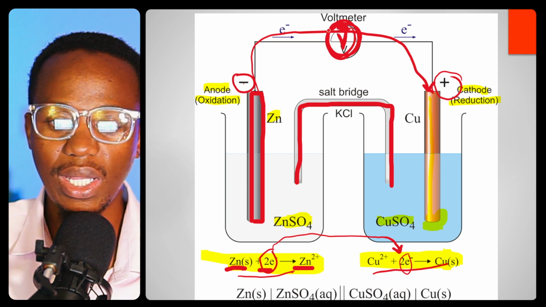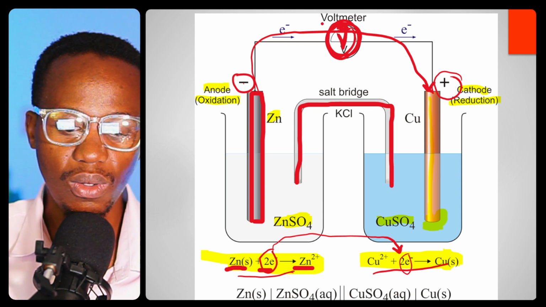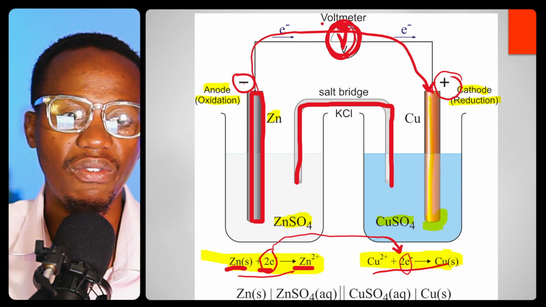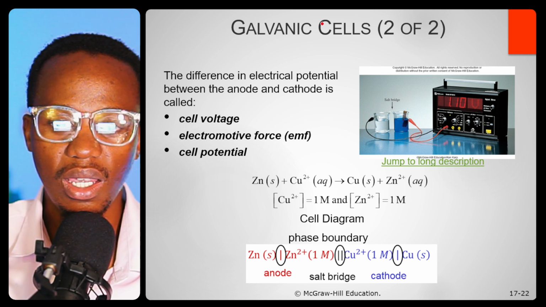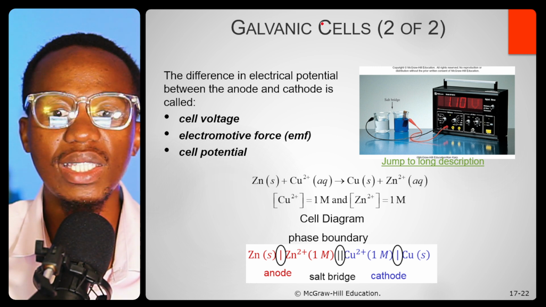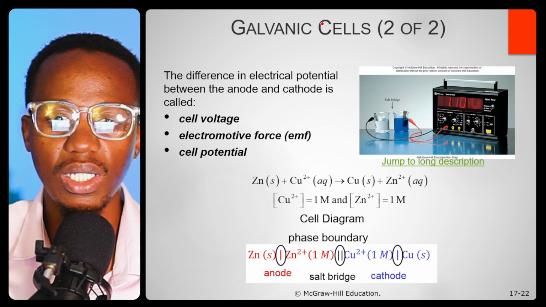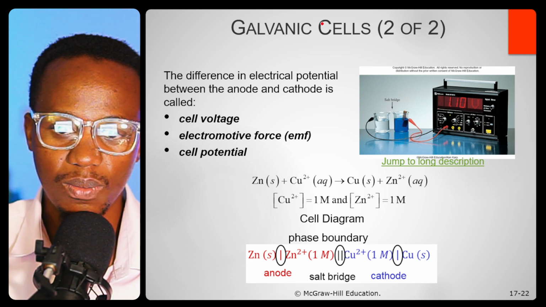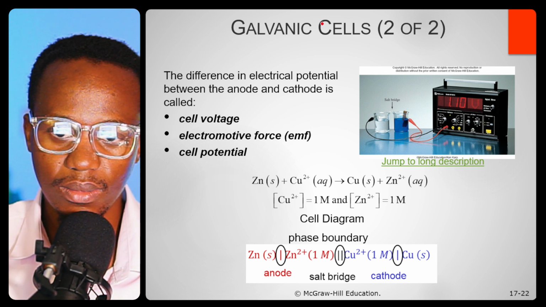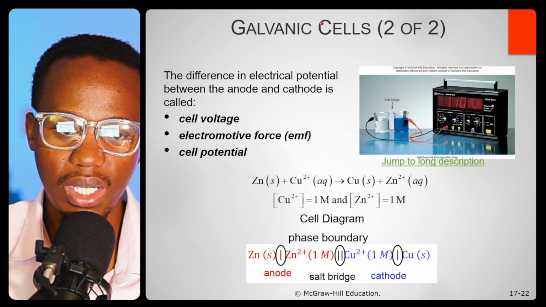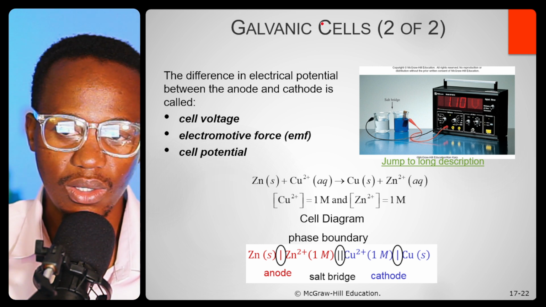So these are the half cells in a galvanic cell, or we call it a voltaic cell as well. Voltaic cell because it's producing voltage, right? So these are very important concepts here.